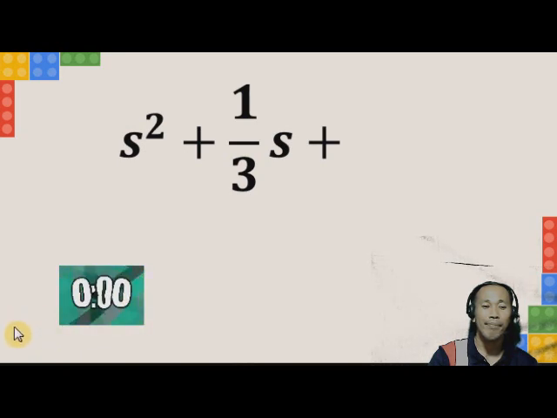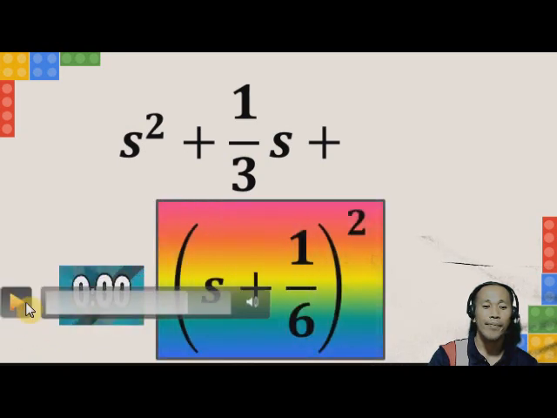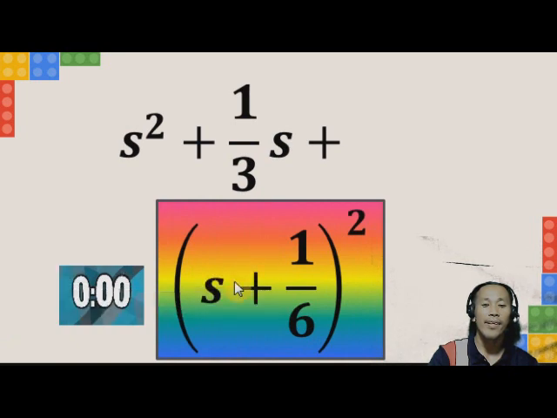Okay, stop. The answer is s plus 1 over 6 quantity squared. Why 1 over 6? Because 1/3 divided by 2 is 1/3 times the reciprocal of 2 over 1. So 1/3 times 1/2, and the answer for that is 1 over 6. Did you get it? I hope so.